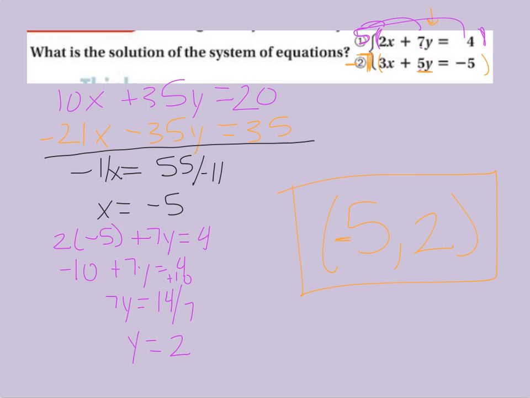And you should have gotten negative 5, 2. One thing, once you get to the step where you figure out what the first variable is, you can use any of the 4 equations here. I could use either the 2 equations given or the 2 equations that I created. Either way, you should get a positive 2 for y.